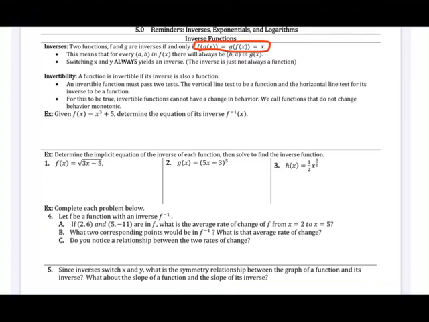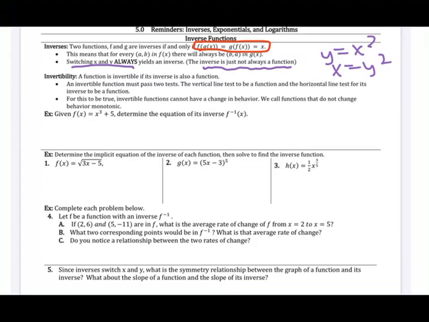So if I had the point 2, 0 in f of x, I would have the point 0, 2 in g of x. Something important to notice is that every function has an inverse. All you're doing is switching x and y to get that inverse. However, the inverse is not always a function. Think about a quadratic. You could just switch x and y, and you would still have an inverse. If I had y equals x squared, x equals y squared would be the inverse.